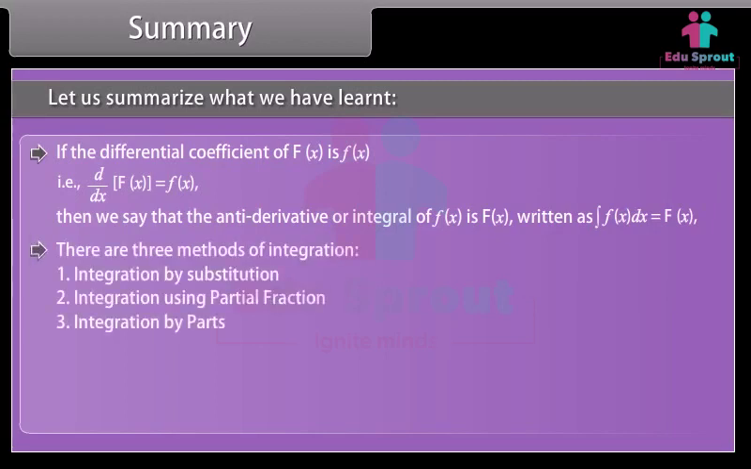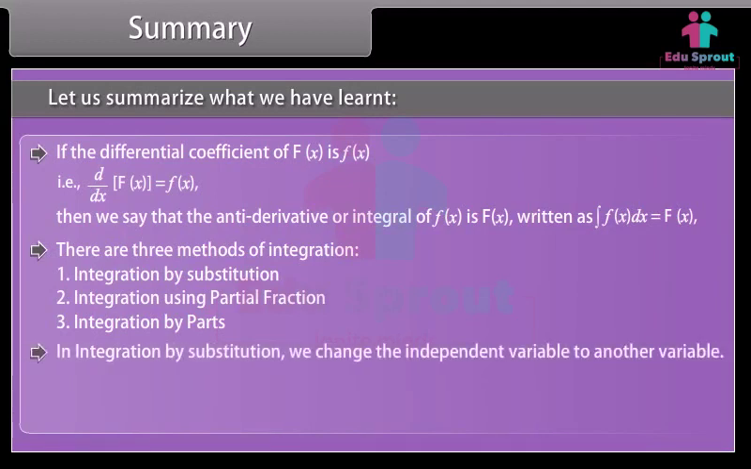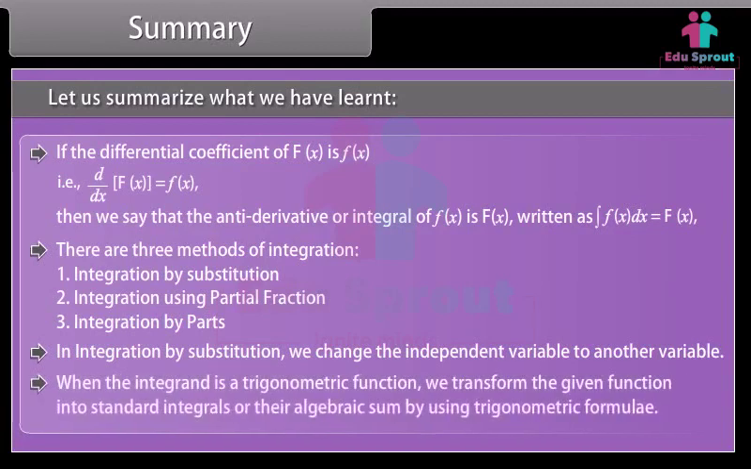There are three methods of integration. 1. Integration by substitution. 2. Integration using partial fractions. 3. Integration by parts. In integration by substitution, we change the independent variable to another variable. When the integrand is a trigonometric function, we transform the given function into standard integrals or their algebraic sum by using trigonometric formulae.